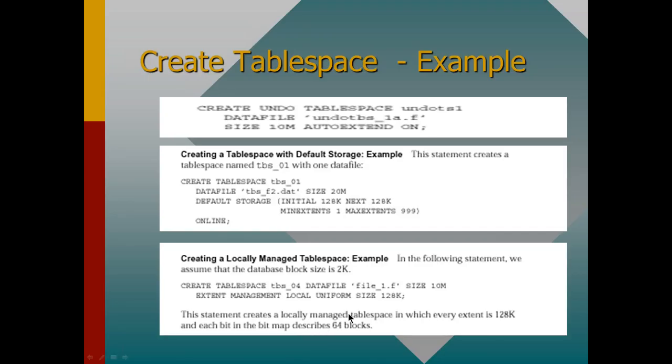So the third uses a clause called extent management local, uniform size, 128K. What that means is that the statement creates a locally managed table space in which every extent is 128K and every bit in the bitmap describes 64 blocks. So a locally managed table space means that the data utilized is optimized all within the table space.